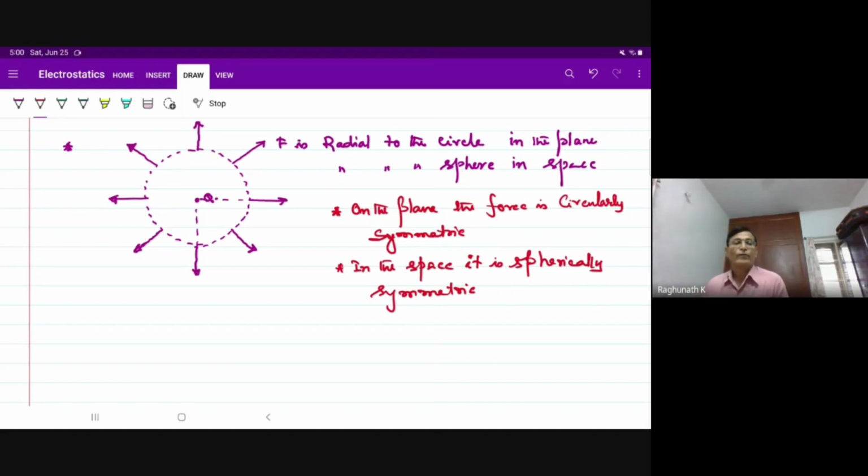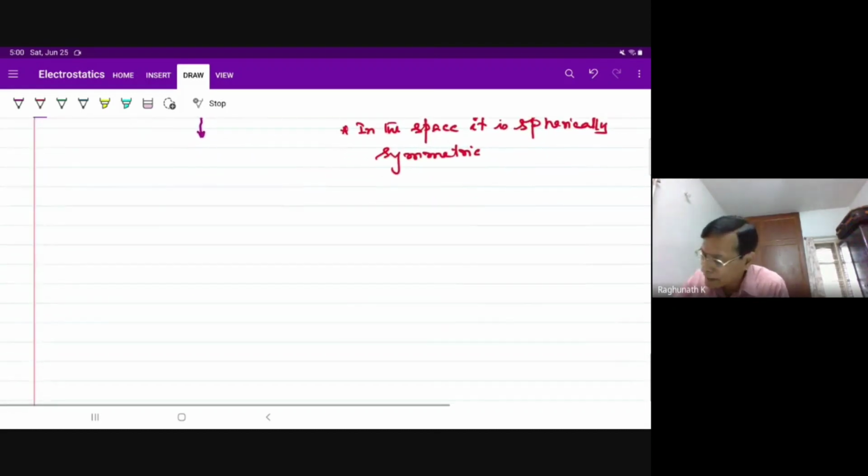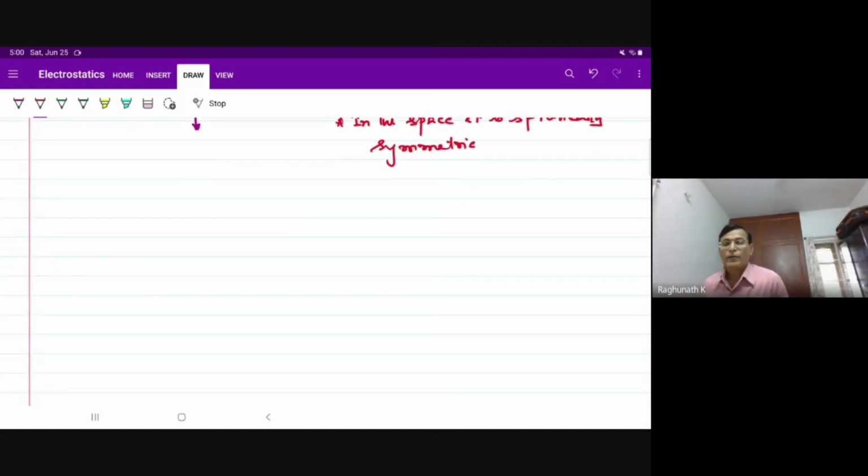Number one: point charges create a field which is spherically symmetric in space, and on the plane, it is circularly symmetric. Hope you are concentrating. Please check it once.